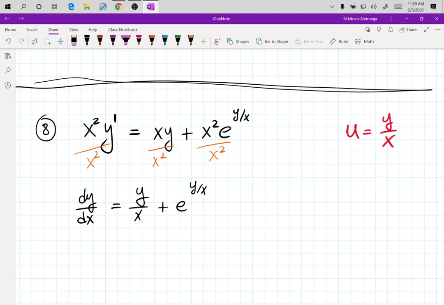Could you solve this using the method we used last class? No. You want to use an integrating factor here, it's not going to work, unfortunately.